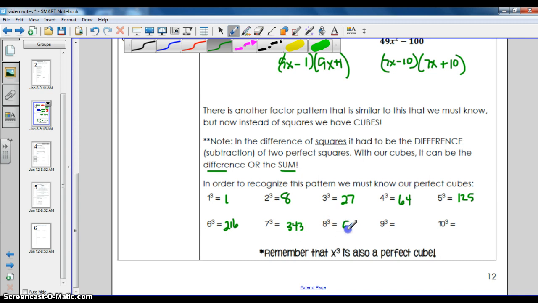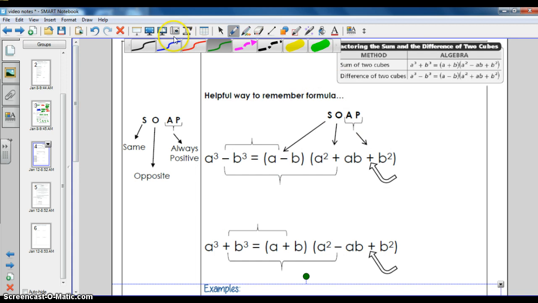343, 512, 729, and 1000. So remember also that x cubed is also a perfect cube. So here's a helpful way to remember this formula is SOAP. Stands for same, opposite, and always positive.